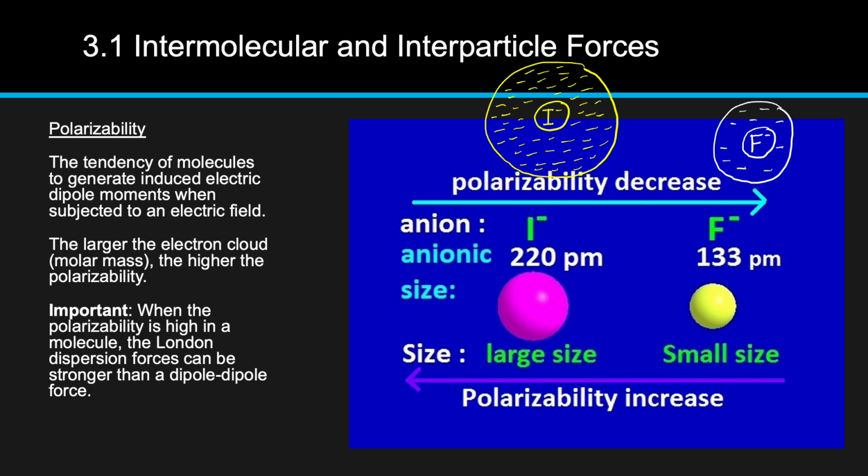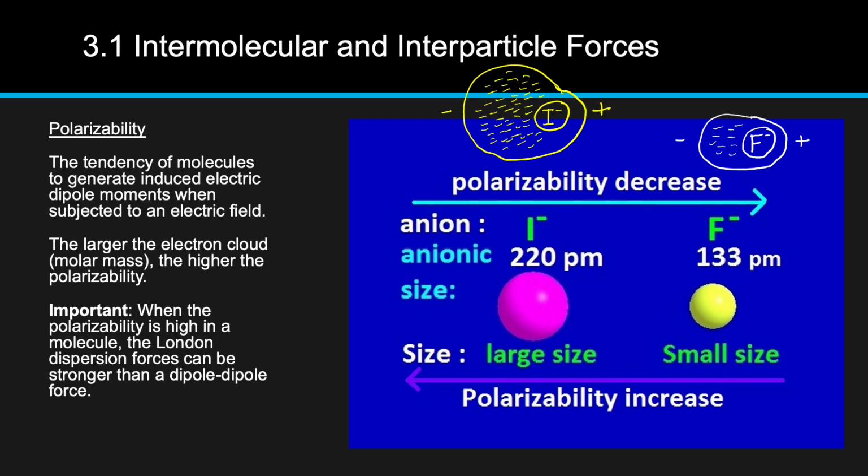And you can see with iodide, we have a lot more electrons to form that dipole, where fluorine only has 10 electrons. As you can see, the iodide ion has a lot more electrons, so it creates a lot stronger of a negative end than the fluoride ion does. And that reasoning when you are doing FRQs for AP Chemistry is polarizability.